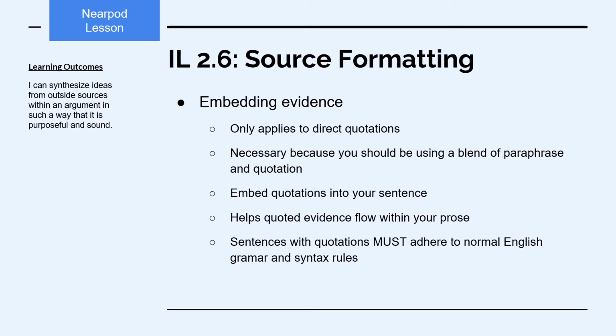Remember, sentences that contain direct quotation still must adhere to normal English grammar and syntax rules. Simply read the sentence without quotation marks, and if the sentence is still grammatically and syntactically correct, then you're good to go. You can just add the quotation marks back in. So that's a good trick to determining whether or not you have embedded quoted evidence properly.